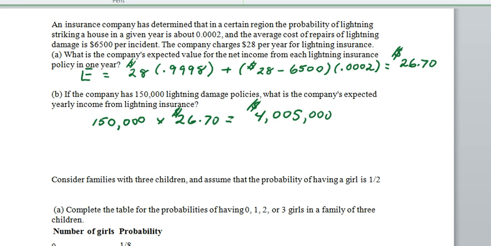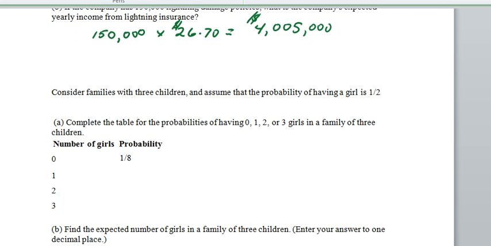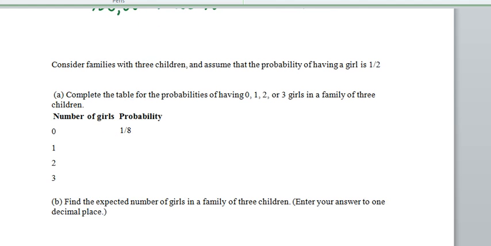In the next problem, we're considering families with three children, assuming that the probability of having a girl is a half and the probability of not having a girl is a half. Complete the table of probabilities for having 0, 1, 2, or 3 girls in a family of three children. And so we know that the number of ways of getting 0 girls on 3 tries would be C(3,0) times 1/2 cubed, which is equal to 1 times 1/2 cubed, which is 1/8.